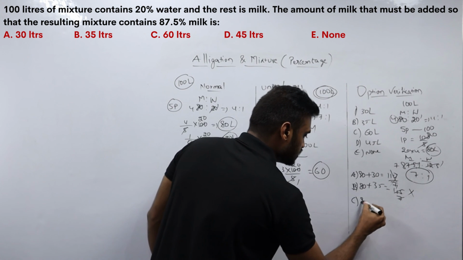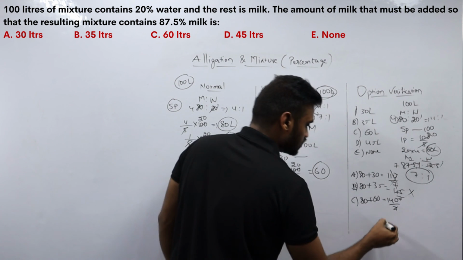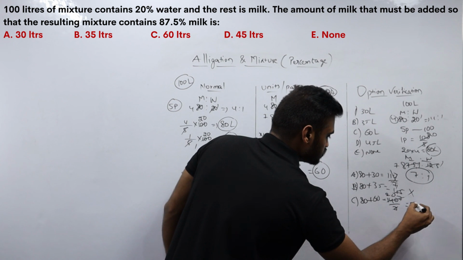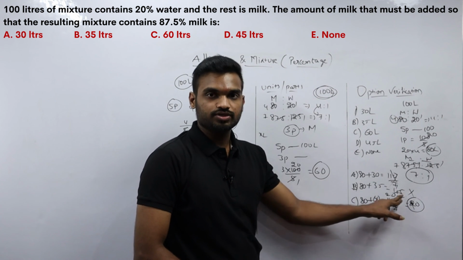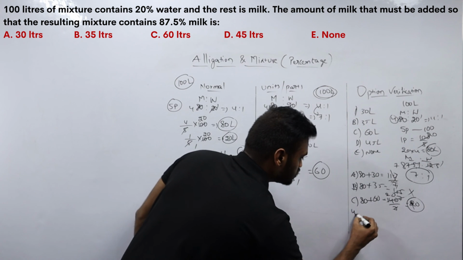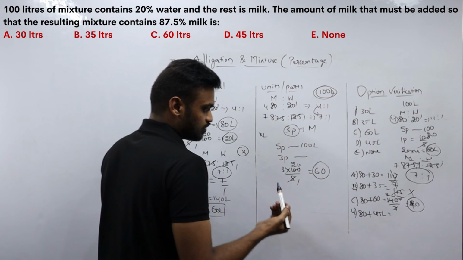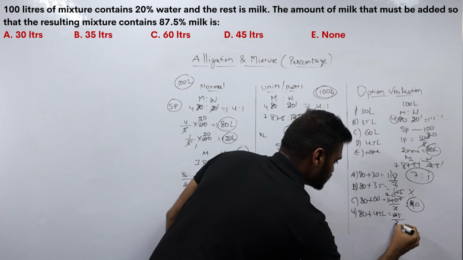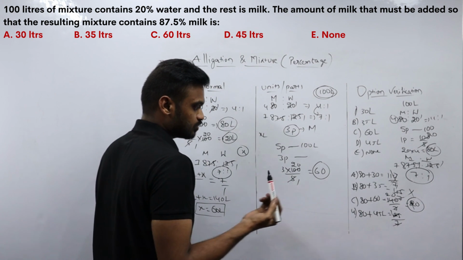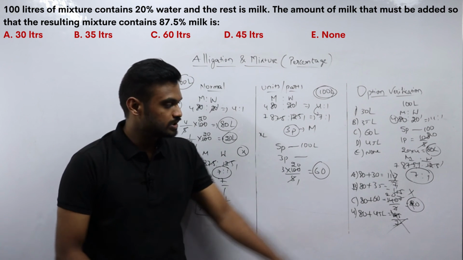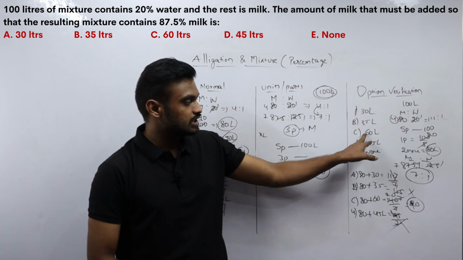And again C, that is 80 plus 60. We will get 140. So 140 by 7. We will get 7 twos are 14, 40 and 0. This is exactly divisible by 7. Okay, so the third value is exactly divisible by 7. Now let's see the fourth value, that is 80 plus the fourth value, that is 45 liters. So we will get 125 liters, 125 by 7. 125 is not exactly divisible by 7. So this is also not exactly divisible by 7. So only option C, that is 60 liters, is exactly divisible by 7. So 60 liters is the answer.